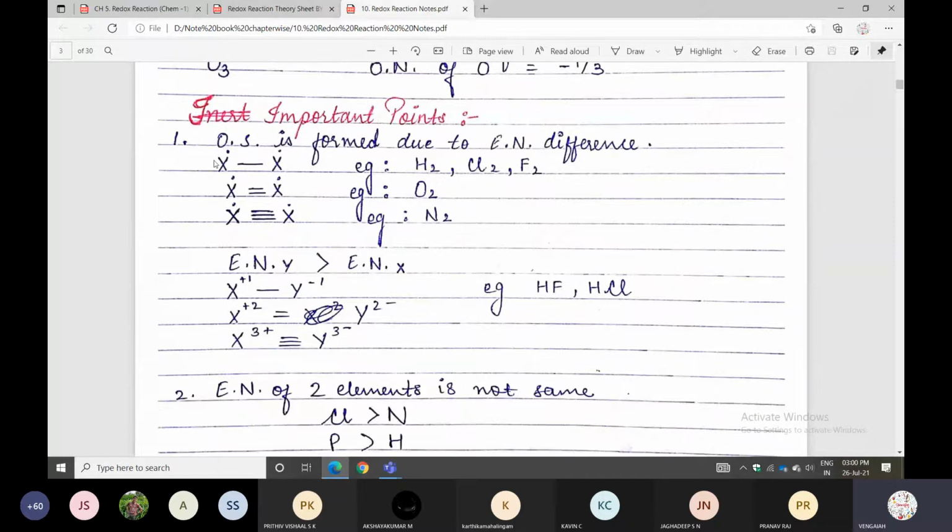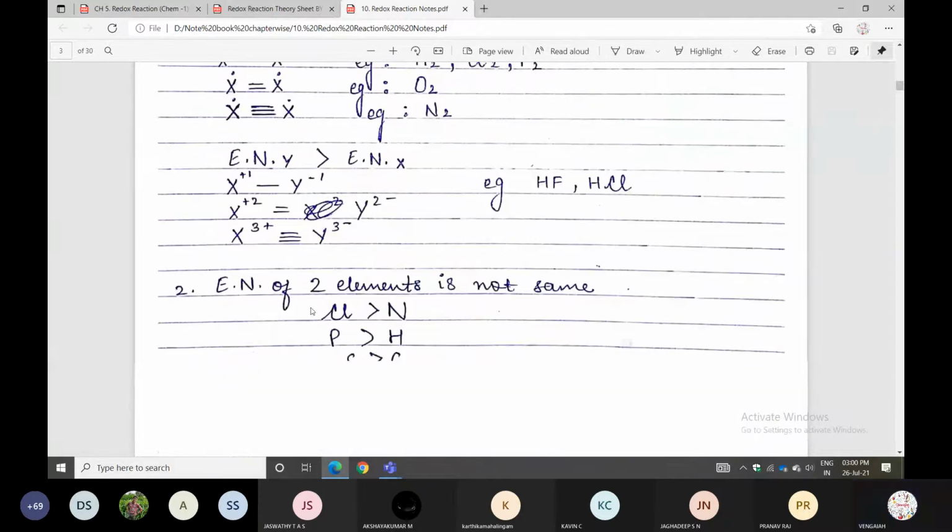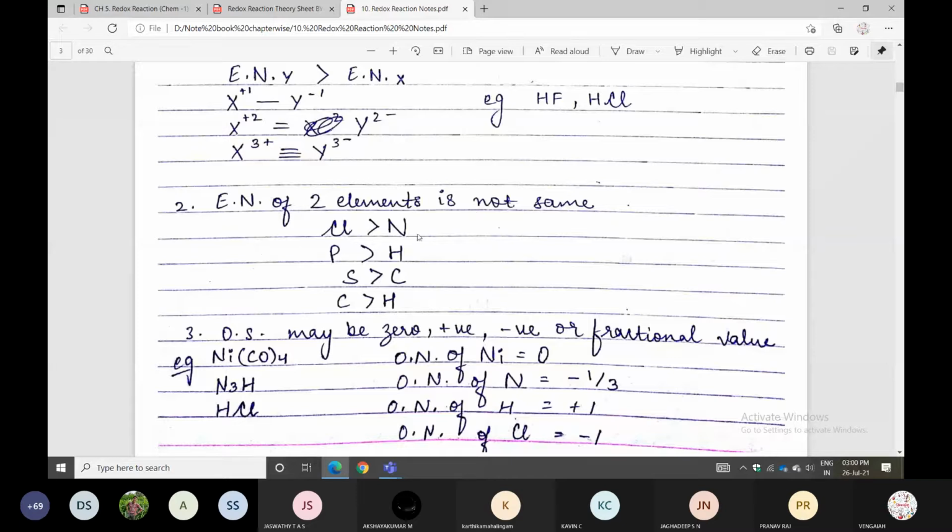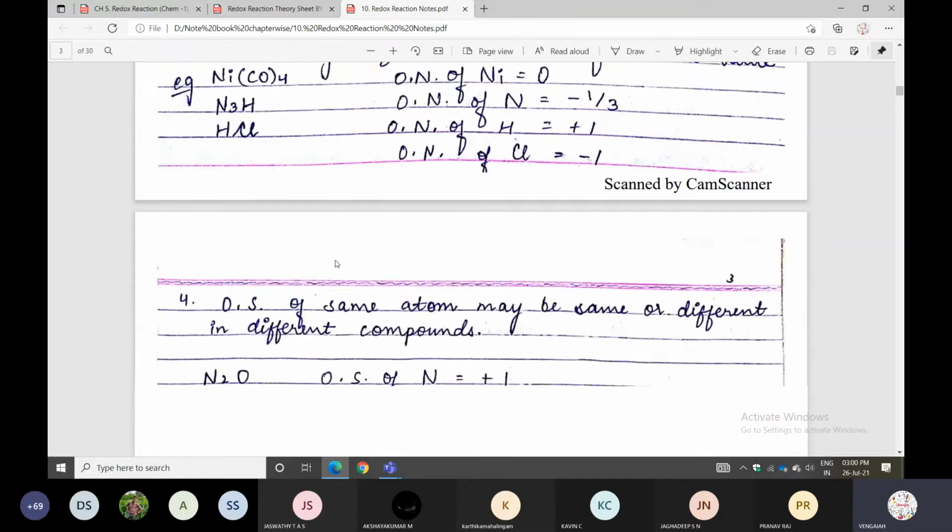So look here, oxidation state. Important points to be noted. Oxidation state is formed due to electronegativity difference. For example, hydrogen, chlorine, fluorine all have one oxidation state. Oxygen has 2, nitrogen has 3. So the electronegativity of two elements is not the same. For example, chlorine and nitrogen: chlorine contains -1, nitrogen contains -3. Those things are also there.